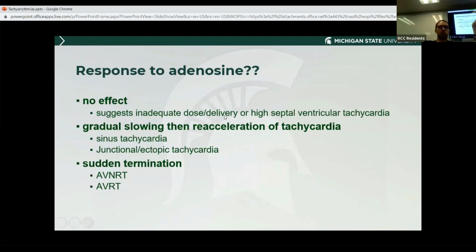And then you have two effects. One is sudden termination if the patient is having AVRT or AVNRT, because it's a circuit and you restarted the circuit. But if it is sinus tachycardia or junctional or ectopic tachycardia, you will transiently slow it down. You will be able to look at the tachycardia closer and assess the P wave closer, but it will go back again and reaccelerate.